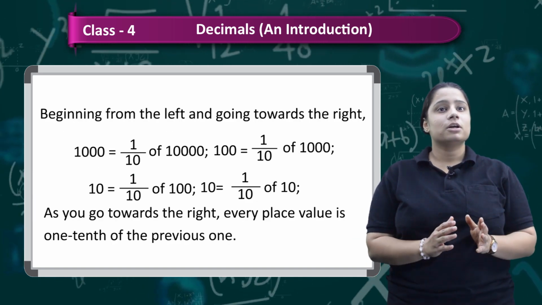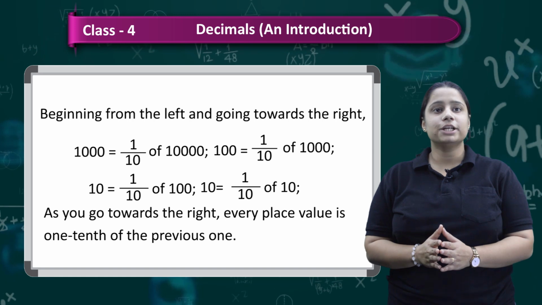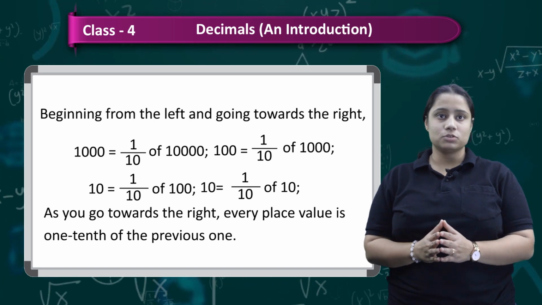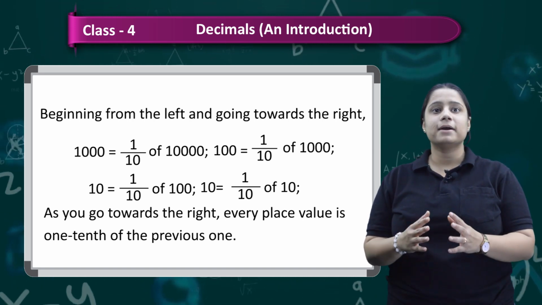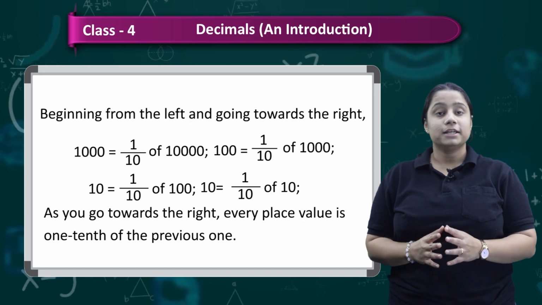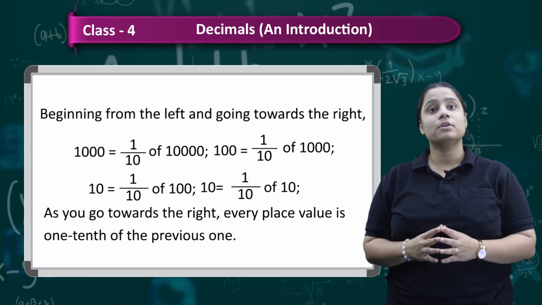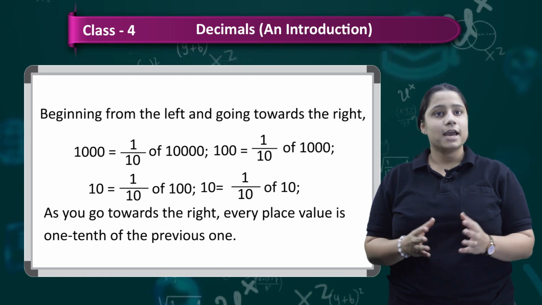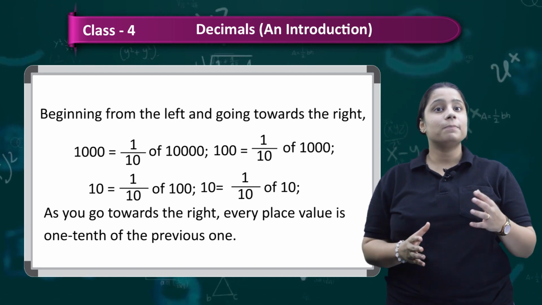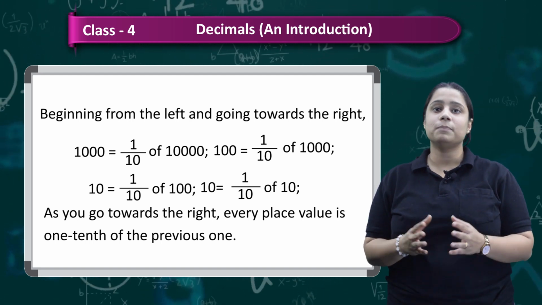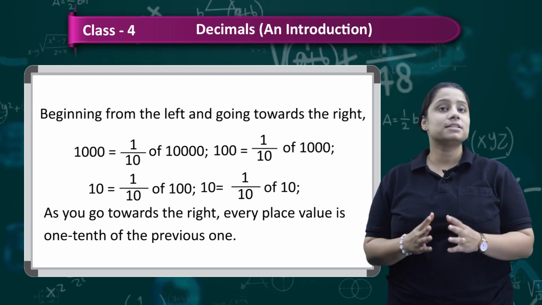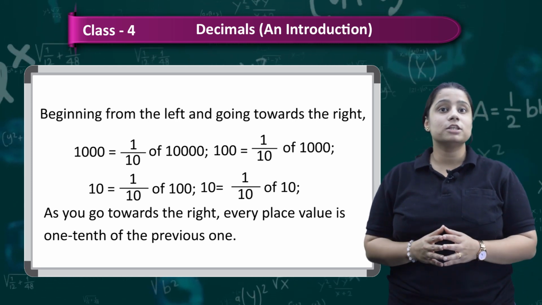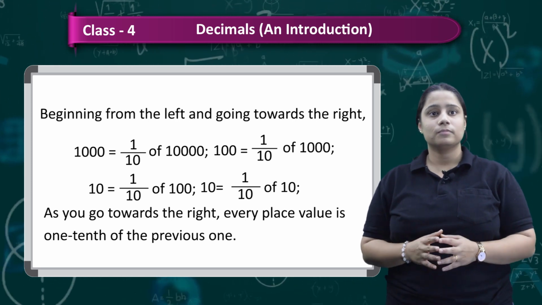Beginning from the left and going towards the right, 1000 is equal to 1 by 10 of 10,000. 100 is equal to 1 by 10 of 1000. 10 is equal to 1 by 10 of 100. 1 is equal to 1 by 10 of 10. As you go towards the right, every place value is 1/10 of the previous one.